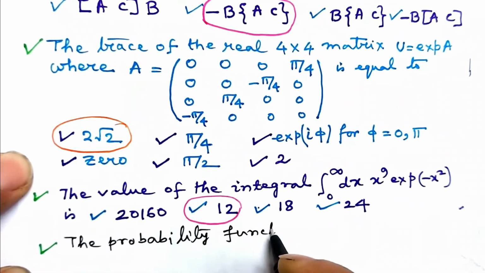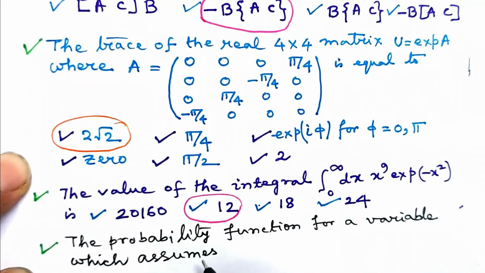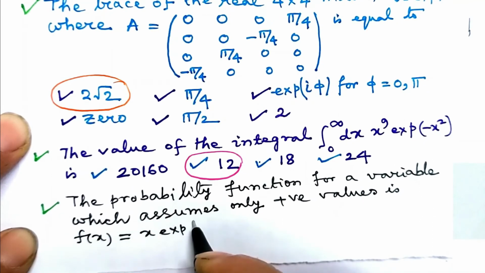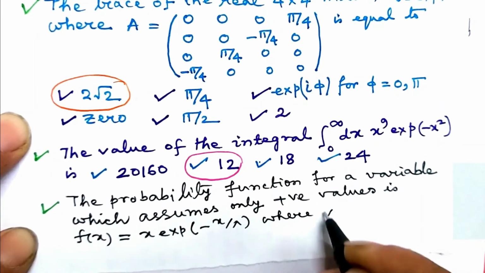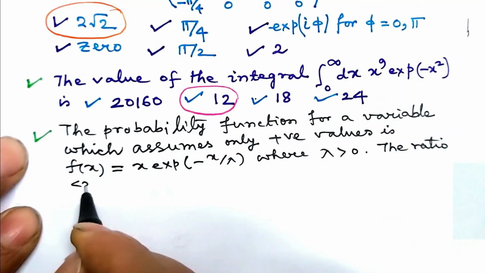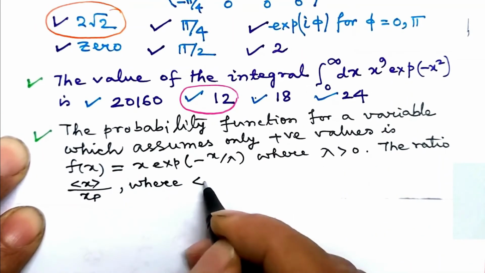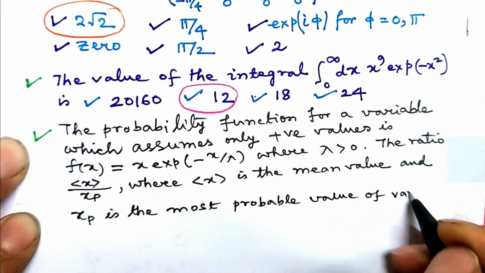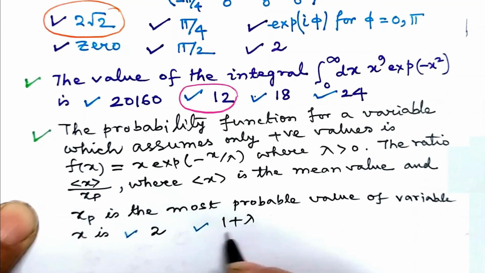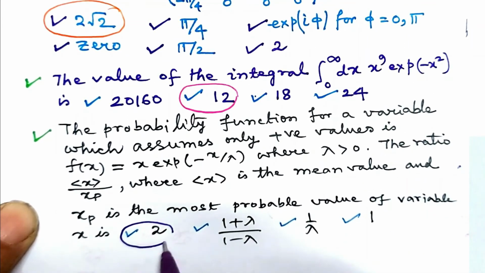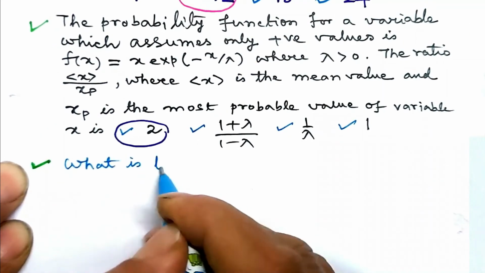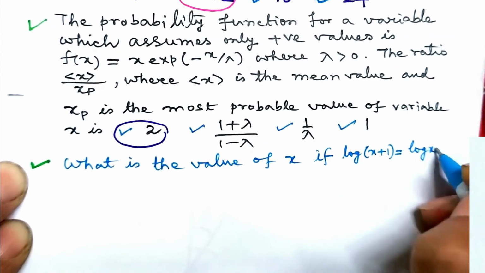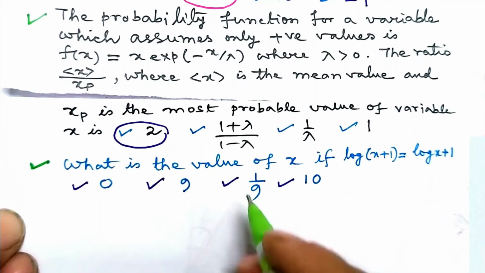Next question. The probability function for a variable which assumes only positive values of f of x equal to x into e to the power minus x by lambda, where lambda is greater than 0. The ratio average x by xp, where this symbol is the mean value and xp is the most probable value of variable x, is. The options are, and the answer is. Next question. What is the value of x if log x plus 1 equal to log x plus 1? The options are, and the answer is.